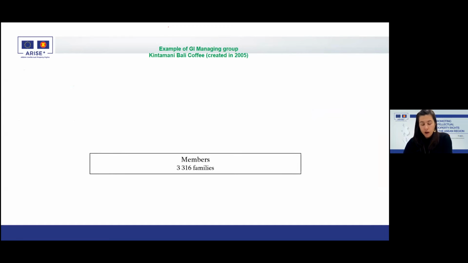As an example here, this is the structure of the GI managing group for Kintamani Arabica coffee that was created in 2005, three years before the GI application. All the coffee farmers are represented as members of the group. They are represented by the heads of the Subak Abian, which are the village organizations.